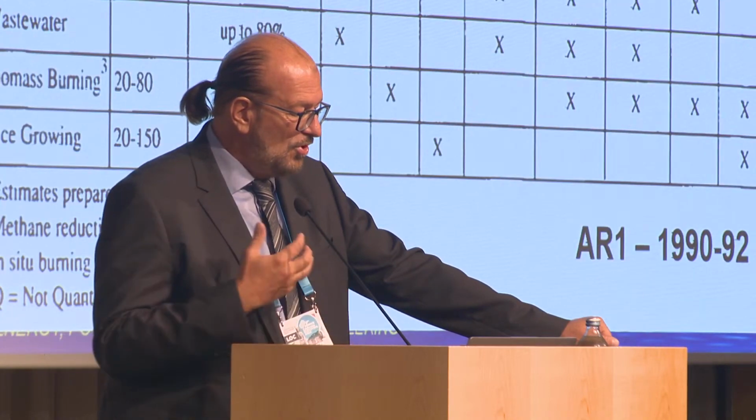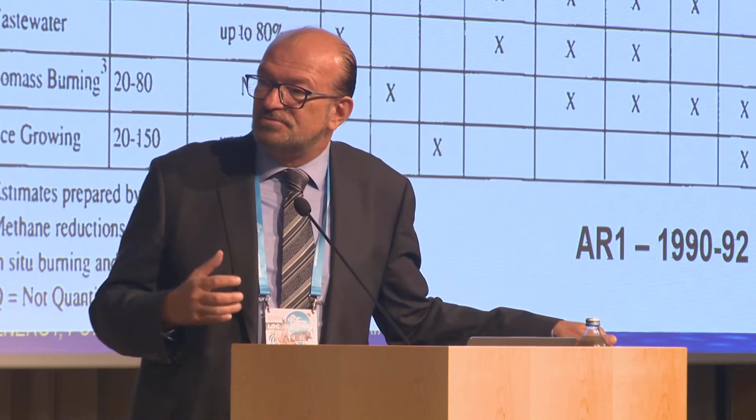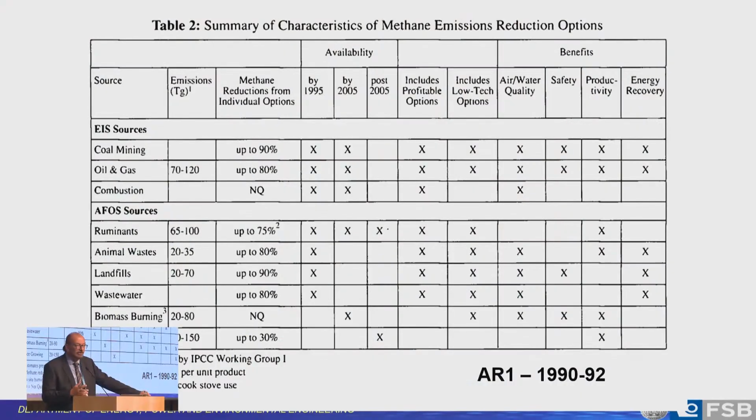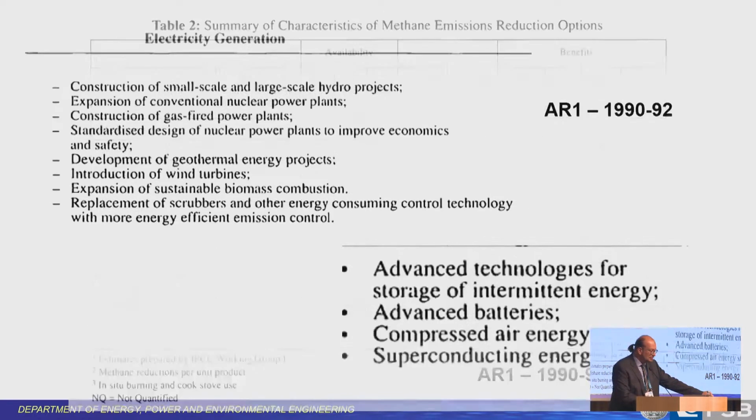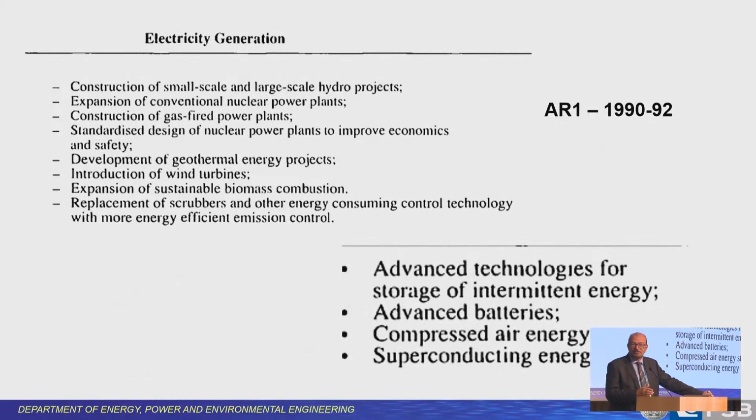Let me first show one table. This is from assessment report 1. It's about methane. I think everything is correct here, and we didn't do anything since 1990. We could have reduced methane fugitive emissions significantly, but we didn't do that. So the report actually was very good, but it didn't really instigate action in a proper way. It didn't quantify, but it qualitatively said which technologies should be used for mitigation, short-term, long-term.